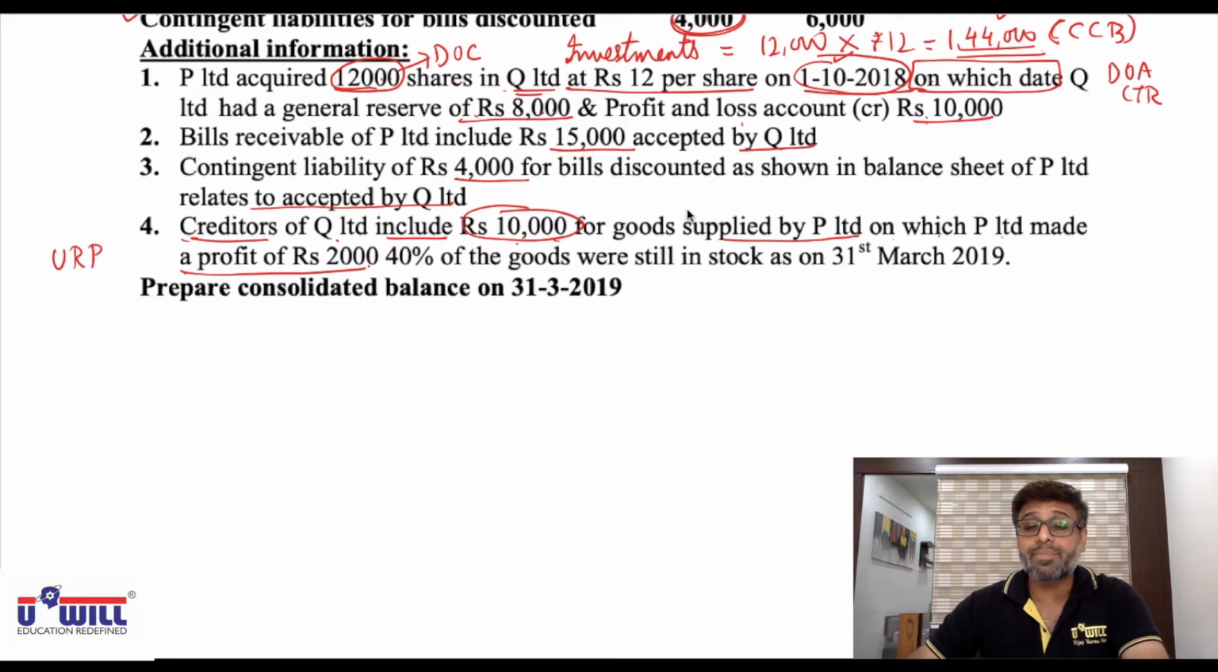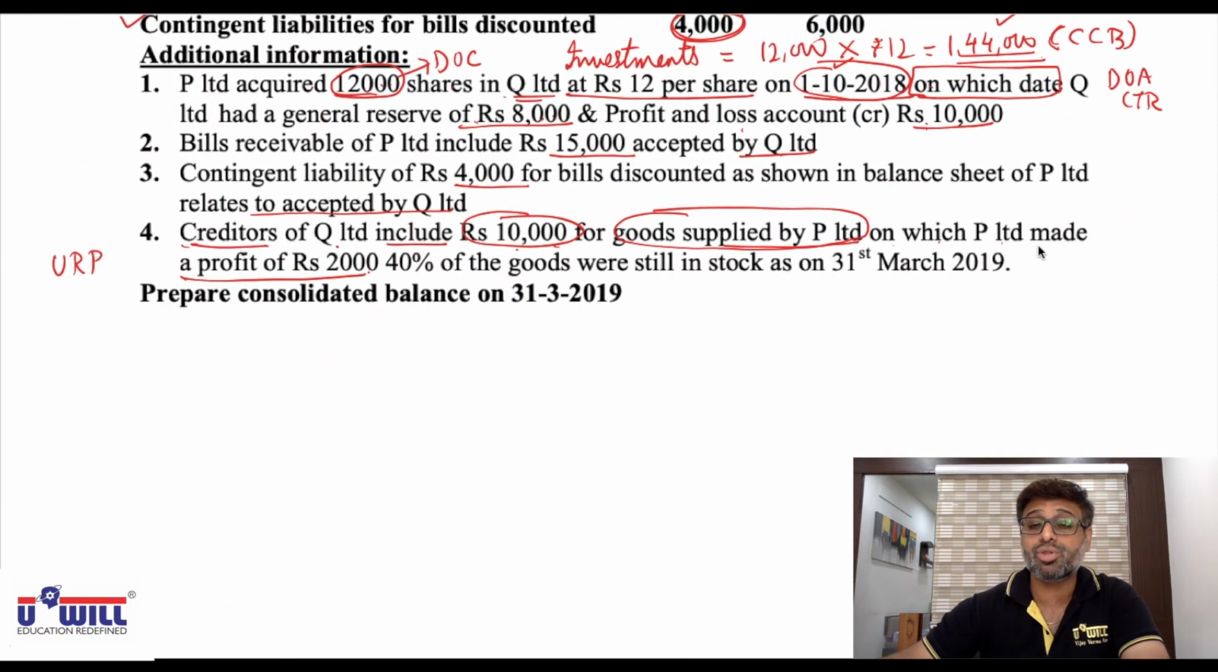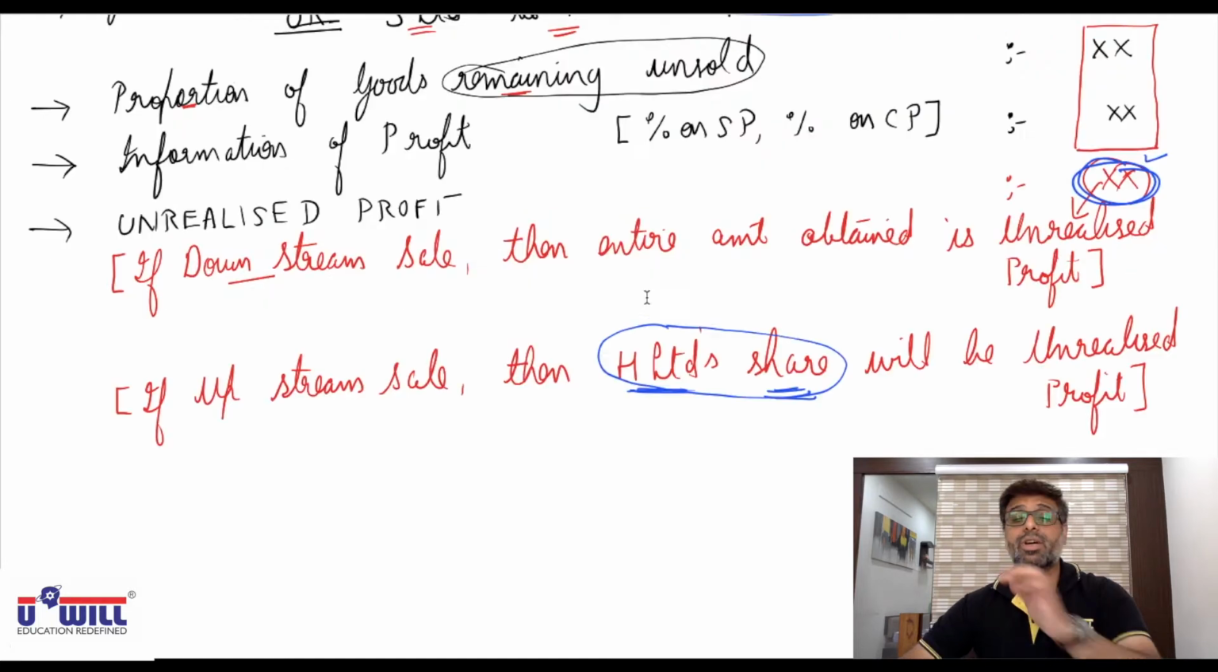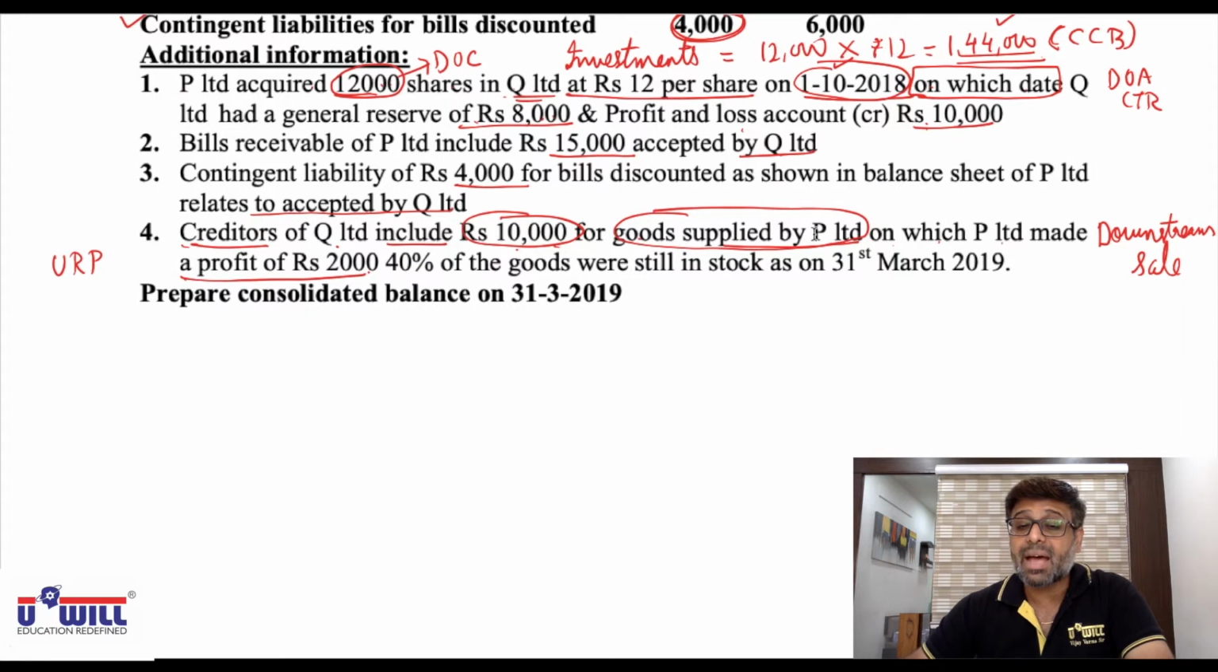Now this is important. Goods are supplied by P Limited, means P Limited has sold goods to Q. P means holding has sold goods to subsidiary, parent has sold goods to child. So it's a downstream sale. I explained you in the last lecture, if it is downstream sale, then entire amount will be treated as unrealized profit. If it is upstream sale, then only holding company's share will be treated as unrealized profit. Here, the term goods supplied by P Limited is very important. This term indicates holding company P, parent company P, has sold the goods to the child subsidiary Q Limited. So it's a downstream sale, means full amount will be treated as unrealized profit.